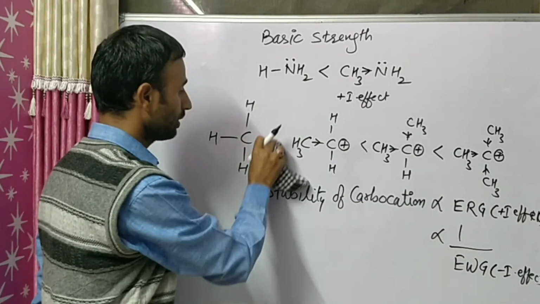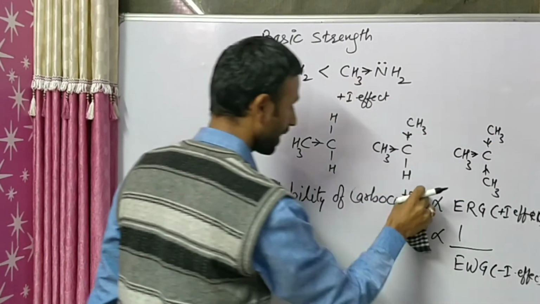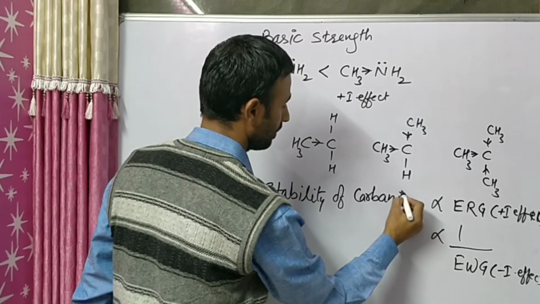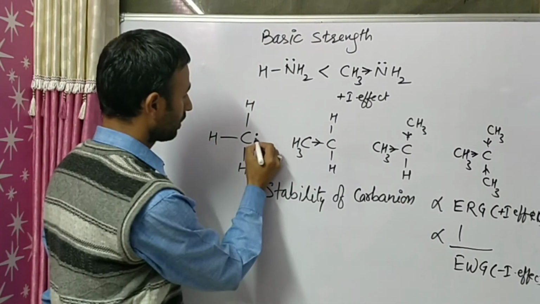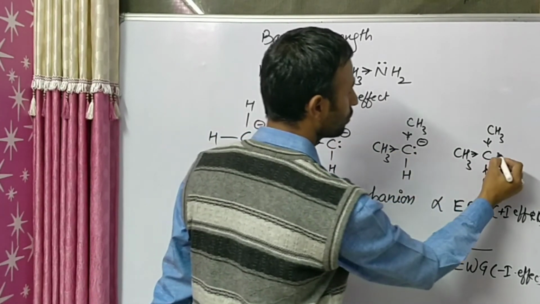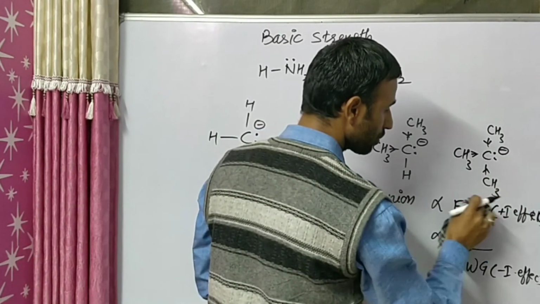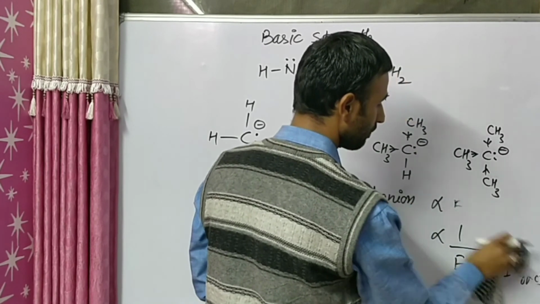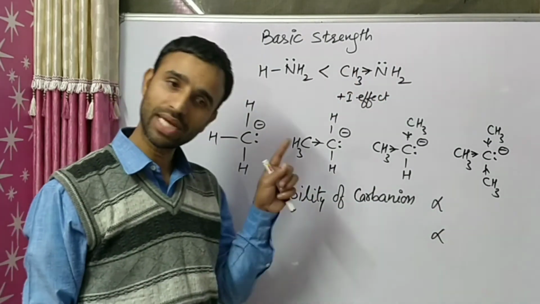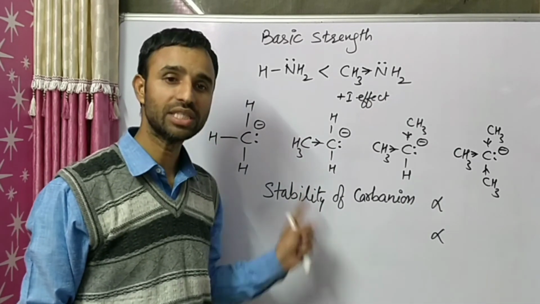Now, let us take an example of a carbanion. What is a carbanion? Carbon having negative charge. Now, this anion is also unstable. It is also a reaction intermediate. It is unstable because of negative charge. So, any group which decreases negative charge stabilizes it. And any group which intensifies negative charge decreases stability.